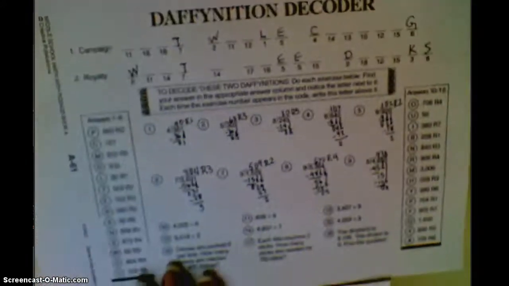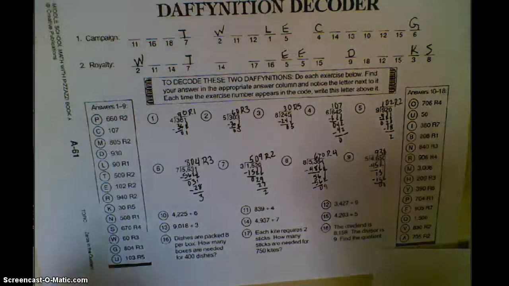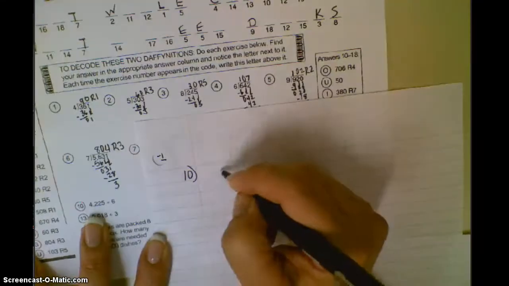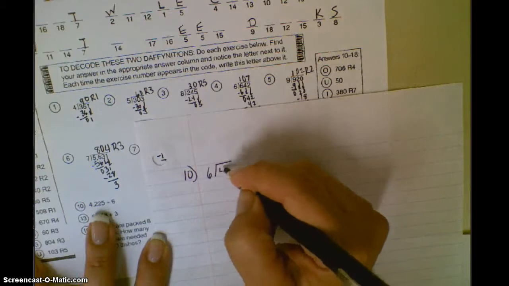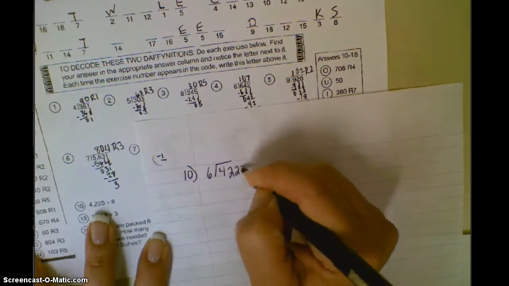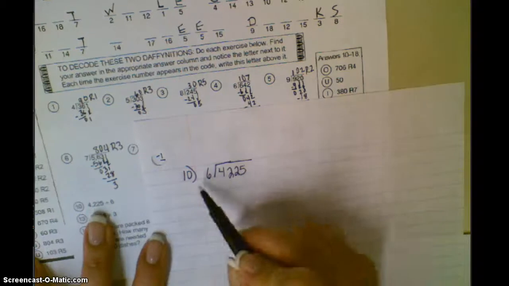So now we're off to number 10. This one I am going to be using my scratch piece of paper. So we'll rewrite it and we'll number it, number 10. And we'll set it up with 6 as our divisor, and our dividend is 4,225. And we read it as 4,225 divided by 6, remember. All right, here we go.